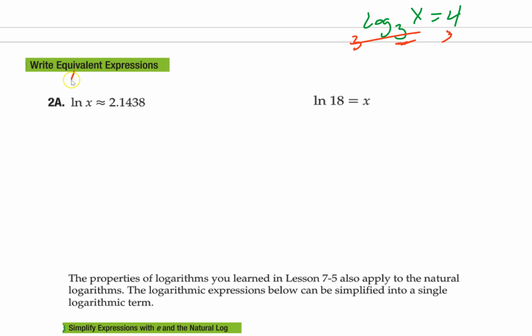Remember, natural log is the same thing as log base e. So we're going to take the base of both sides. We're going to take e to both sides. These will reduce, and you get x is approximately, that's an approximate sign, e to the 2.1438. So look at right here, there's a natural log. Let's reduce it. Take e to both sides. So 18 equals e to the x. And that's going to be your whole goal. You see a natural log, you want to be able to take e to both sides. You have an e in your problem, you want to be able to take natural log of both sides.